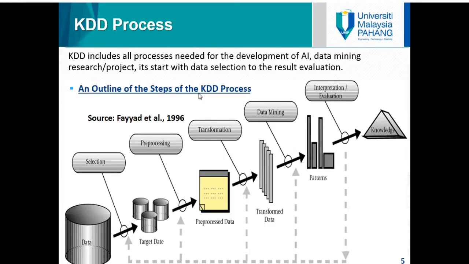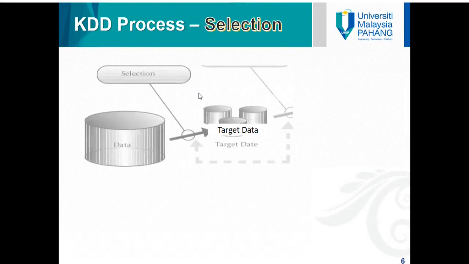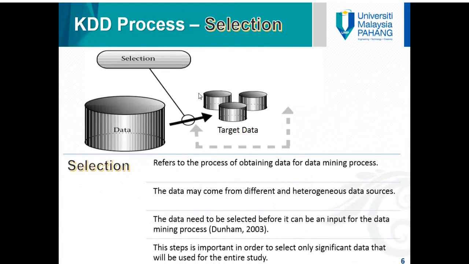So now let's discuss in detail each step of the KDD process. The first phase is called selection. The selection phase refers to the process of selecting certain data from the set of data that we have here. It is the process of obtaining data for the entire KDD process. In this phase, the data that we select is called target data. Target data is created by selecting significant data from here. What do we mean by significant data? We mean the parts or pieces of data that are related to the problem that we are trying to solve or address in this process.